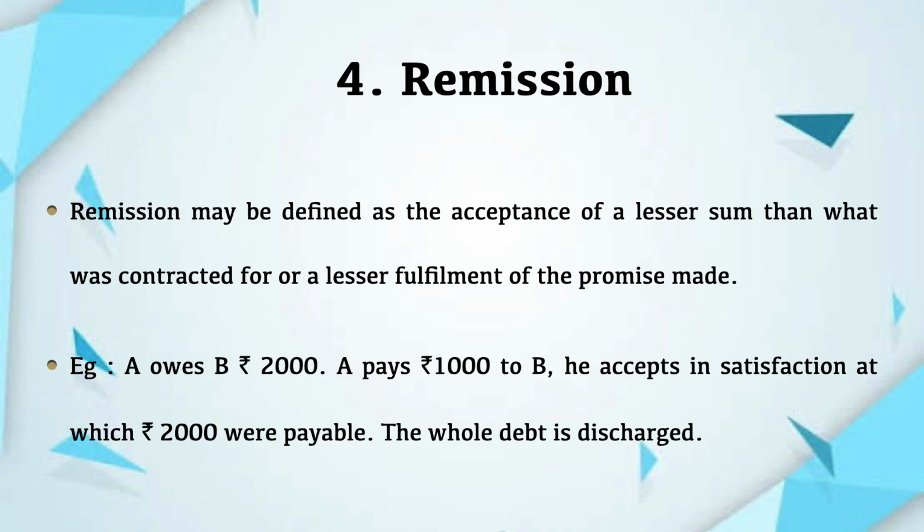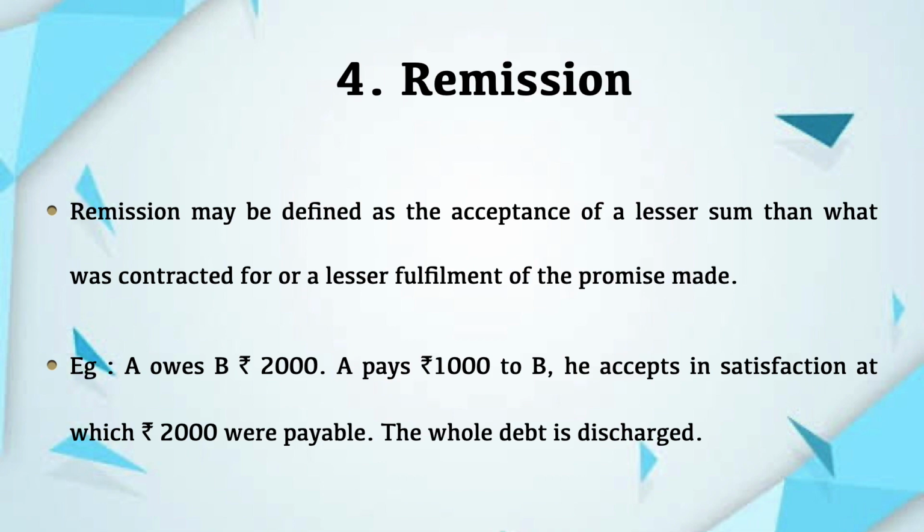Example, A owes to B rupees 2000. A is liable to pay to B 2000. A pays 1000 to B and B also accepts it in satisfaction of the 2000 which were payable. Therefore, the whole debt is discharged. What was the agreement for? Rupees 2000. How much did A pay? Rupees 1000. Did B ask for the remaining money? No. B accepted it in satisfaction for rupees 2000.